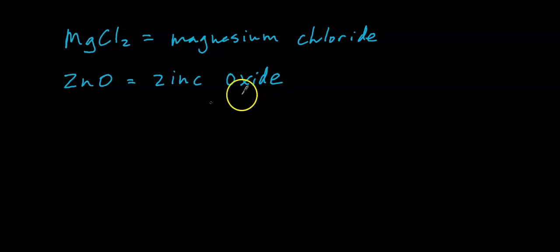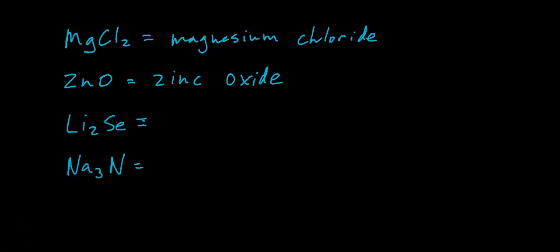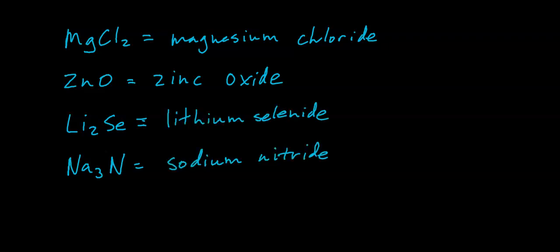Let me give you a couple to do on your own. Go ahead and pause the video and name these two compounds. So the ion formed from selenium is called selenide, so we get lithium selenide. And N-3, that ion is called nitride. So our last example there is sodium nitride.